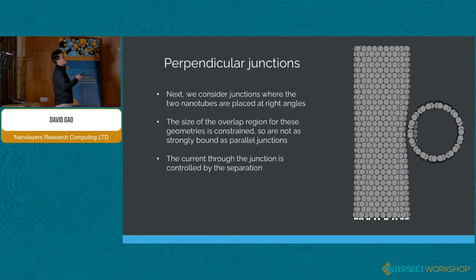But you might also notice, if you're looking really closely, that these nanotubes are more distorted than the parallel junctions or the end-to-end junctions. And these distortions are actually quite important as well, because they do have an impact on current and conductivity. So current through this junction is also controlled by separation, more or less. But it's not quite so simple.